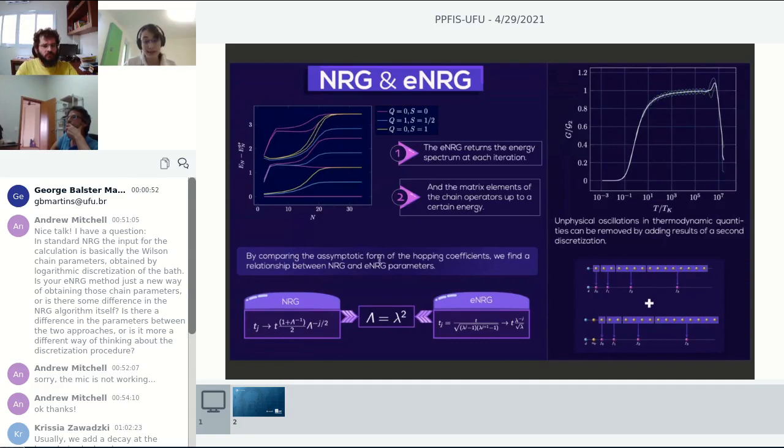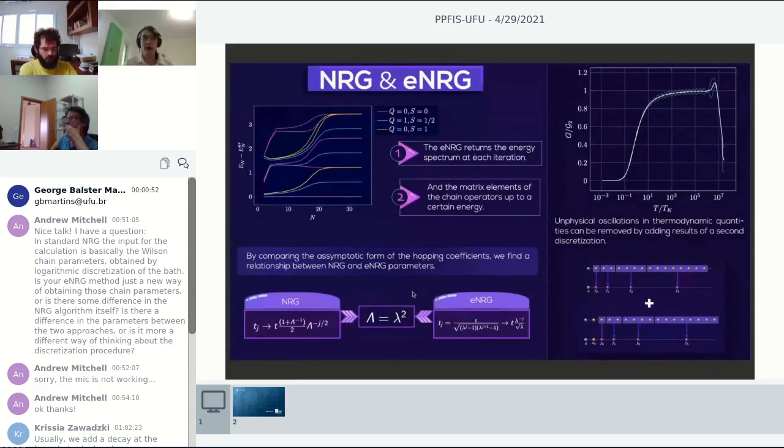And now we can discuss a relationship between the NRG and the ENRG. So we can find a relationship between the parameters by comparing the asymptotic form of the hopping coefficients. This is Wilson's hopping coefficient, and this is our hopping coefficient. And here in the asymptotic form, this exponential decaying behavior is more clear. And we see by comparing these boxes that the methods are equivalent when Wilson's lambda is our lambda squared.